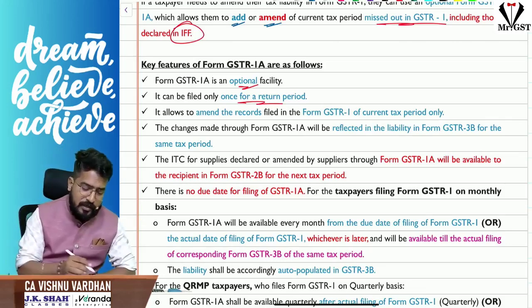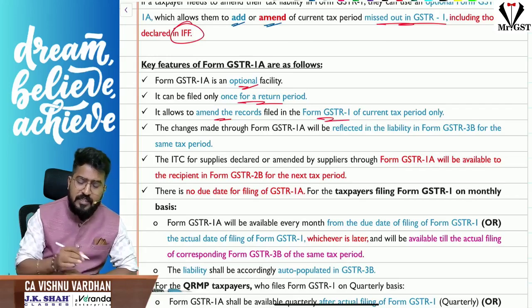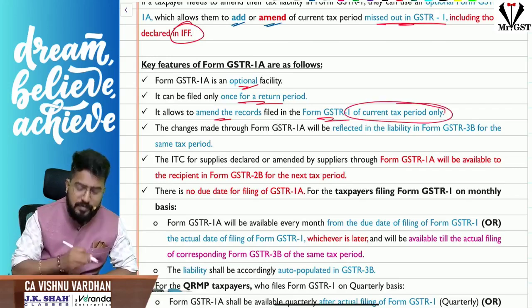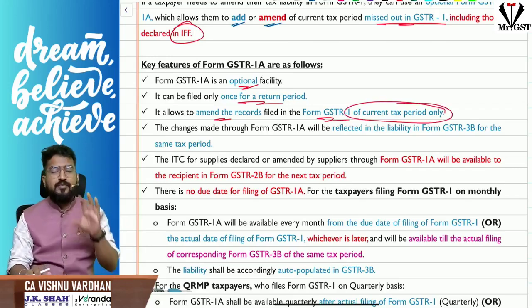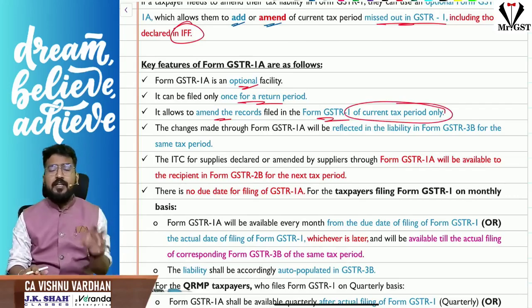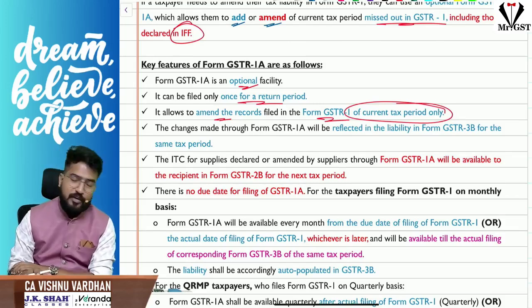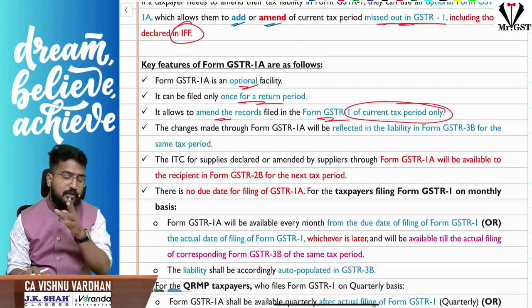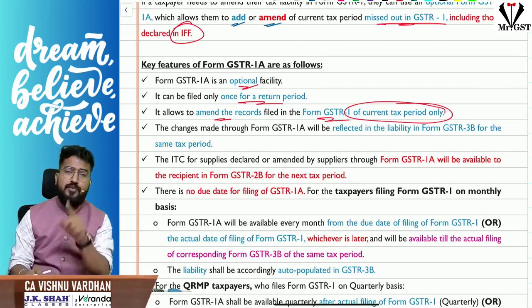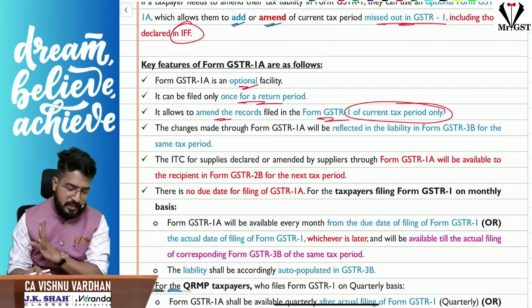Okay. And this is to amend the details of GSTR 1 of the current tax period only. So whatever mistakes you made in June month GSTR 1, those mistakes can be rectified or amended through GSTR 1A of June month. May month, April month, all that you cannot do in 1A. You can do it only in GSTR 1. Okay, that is the next one.